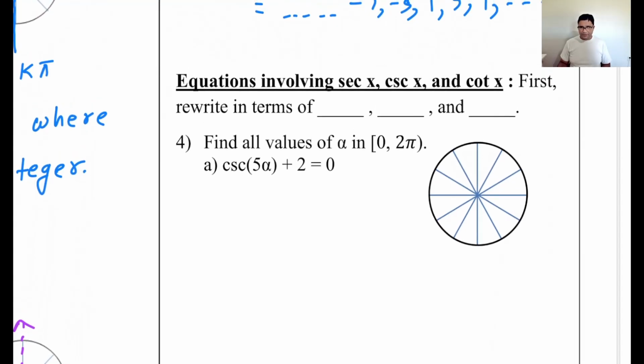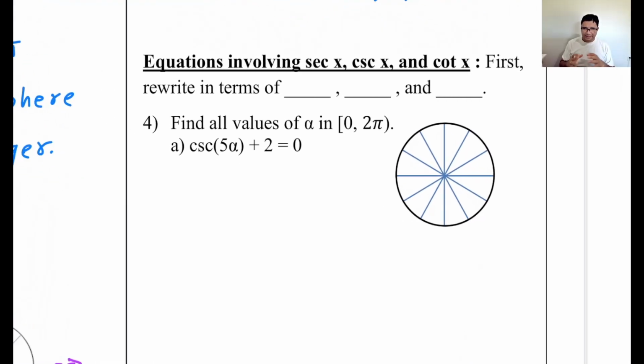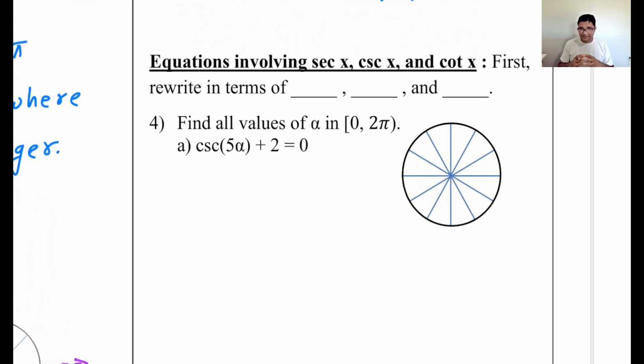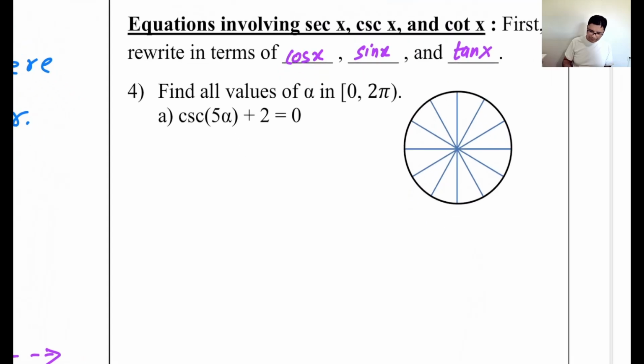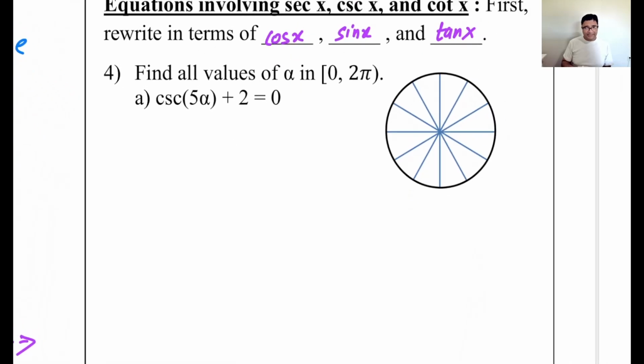Now, if you have to solve equations that involve sec x, cosec x, and cot x, you would first rewrite them in terms of cos x, sin x, and tan x, in the respective order. We will use that idea in the next solution, and also another concept.